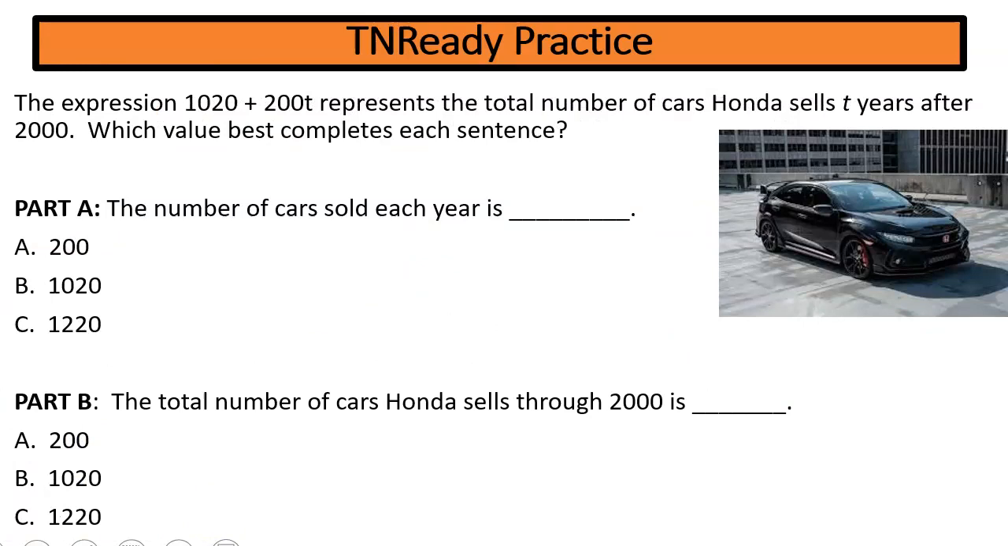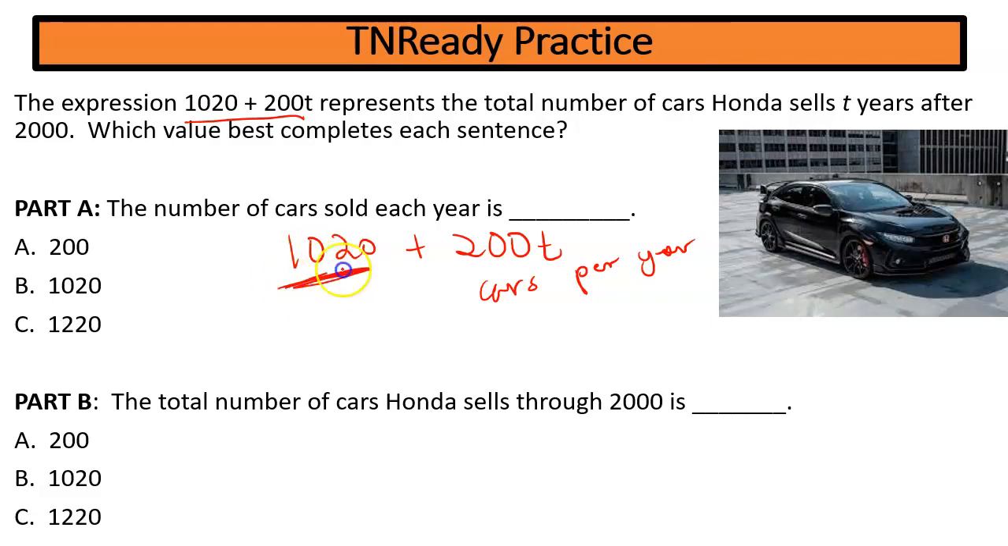All right, another question very similar. Again, we're looking at our expression. The expression 1020 plus 200t represents the total number of cars Honda sells T years. So if I know T is years, this has to be cars per year. 200 cars per year after 2000. So this means this would be prior to 2000.